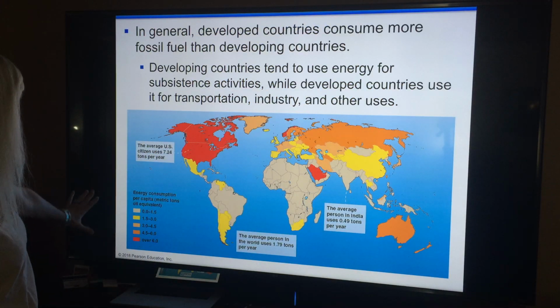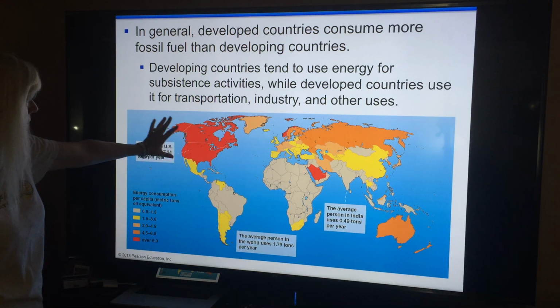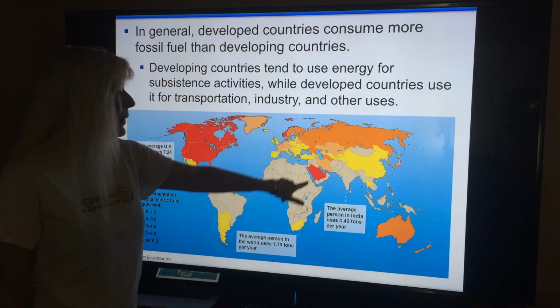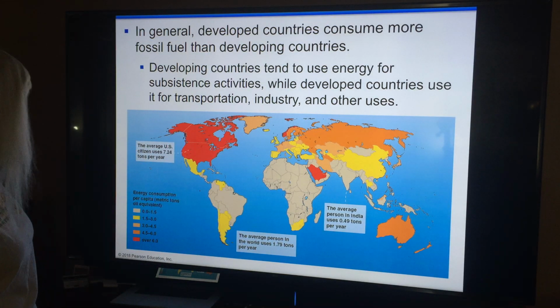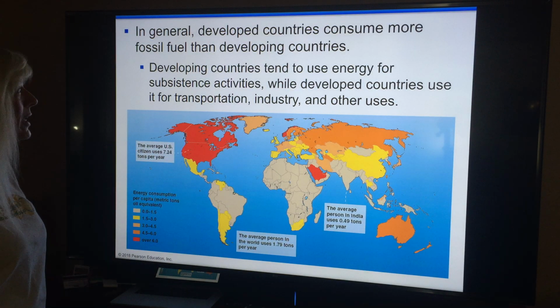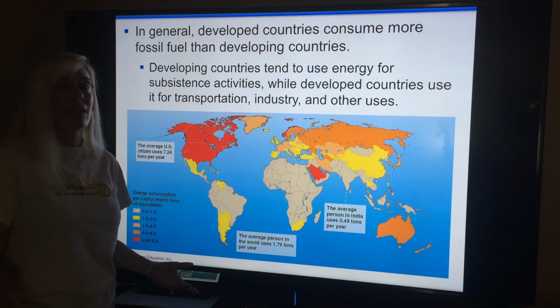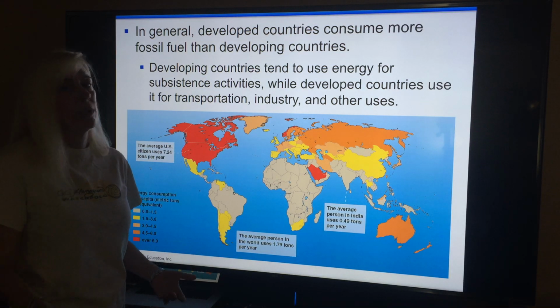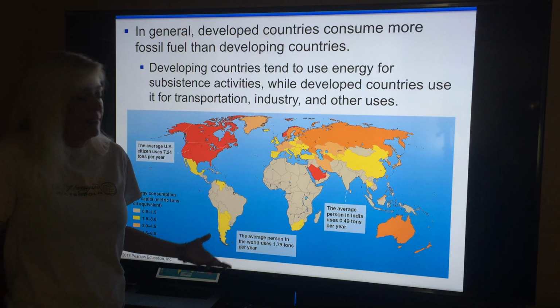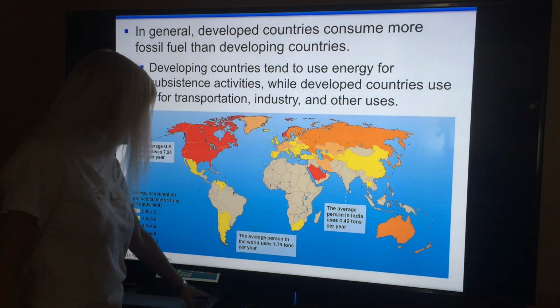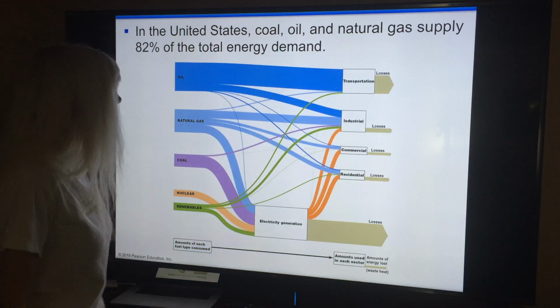Here we have energy consumption. Good job. And over here, you all know where that is. I'm not saying it because I'm going to get it wrong. So, developing countries tend to use energy for subsistence activities. In other words, just to live. We use it for extraneous stuff, like having homeschooling on your computer. Probably wouldn't die without that, but these are not decisions I make.